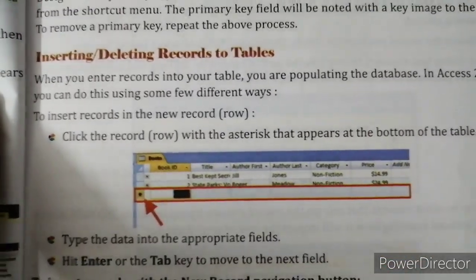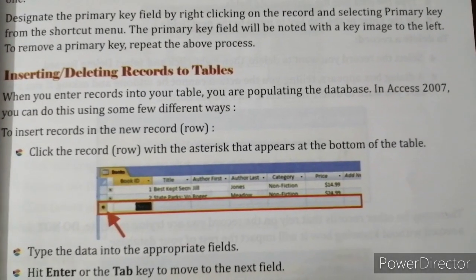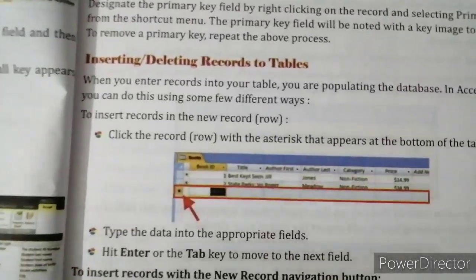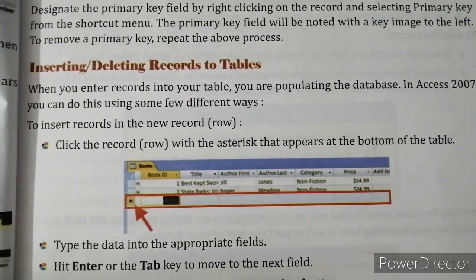Now, inserting or deleting records in the table. When you enter records into your table, you are populating the database. In Access 2007, you can do this in a few different ways.